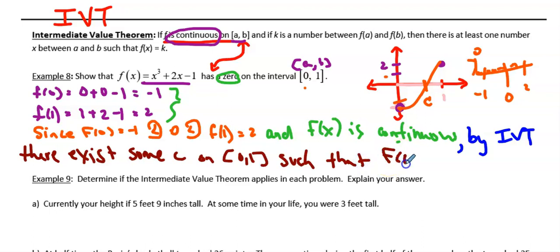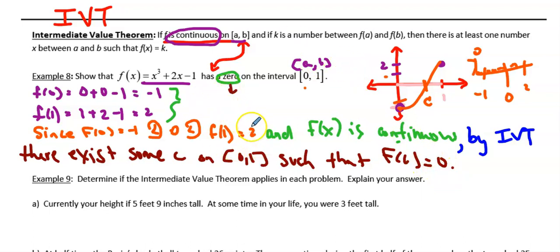f of c is equal to 0, right? And this is the k value that we were looking for right here. So f of c is equal to 0. So we don't know where it's going to cross the x-axis, but we do know that somewhere between -1 and 2 on this continuous function, we can conclude by IVT that there's going to exist some c, some value between 0 and 1, right, between 0 and 1, that's going to cross the axis where my function is going to be defined at y equals 0, right, which is just a 0 in the function.